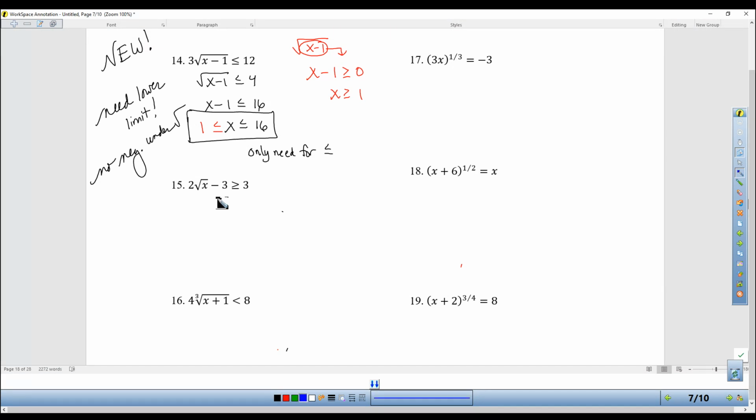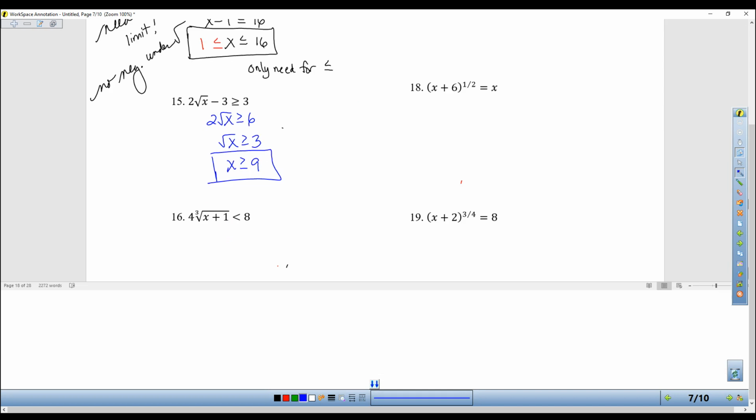So again, I start off the same way as before. I add 3 to both sides. I divide both sides by 2. I square both sides, and I get x is greater than 9. But I don't need another limit, because if x is greater than 9, it could be 10, 11, 12, 100, 1,000, but those are all going to be positive. Being greater than 9 has no concern about being negative. So that is the final answer.